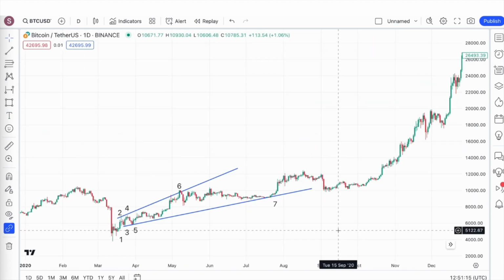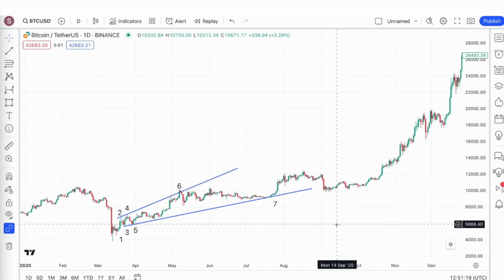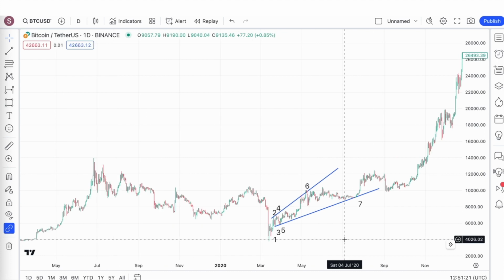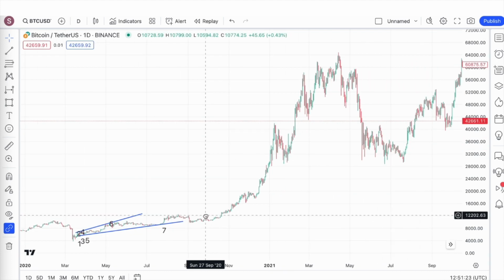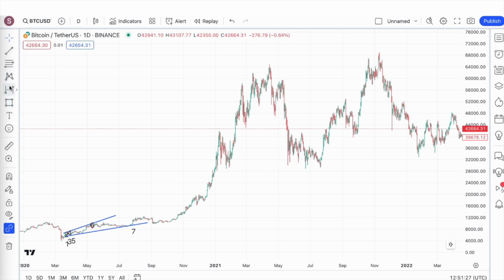This accumulation cylinder started in March 2020. That was the low point, or point 1. And the breakout happened in December 2020. So that was a 10-month consolidation period that led to an explosive move.